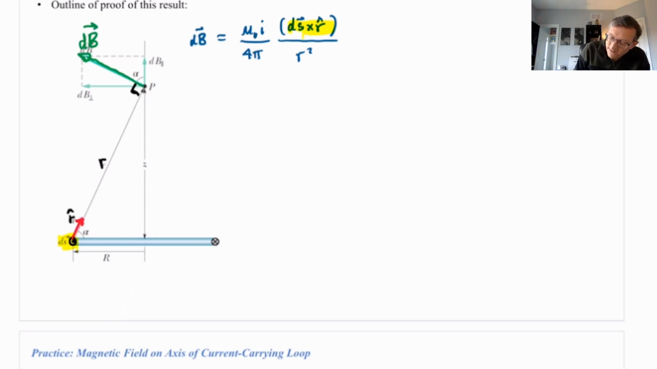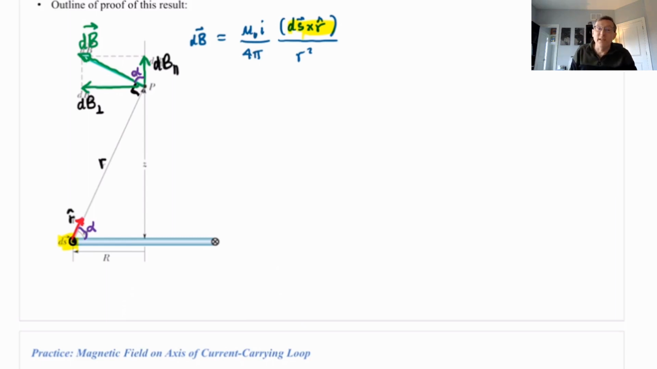And we have broken up that dB, resolved it into a component perpendicular to the z-axis, which they label dB perpendicular, and a component parallel to the z-axis, which they label dB parallel. And they've identified an angle alpha here, which is also this angle down here, which is going to be useful. All right, now that's just the dB at point P from that one little element of the loop, but I've got a whole bunch of them because I have to go all the way around the loop once.